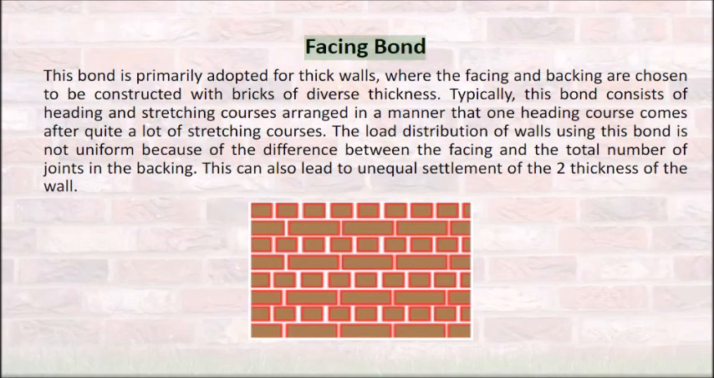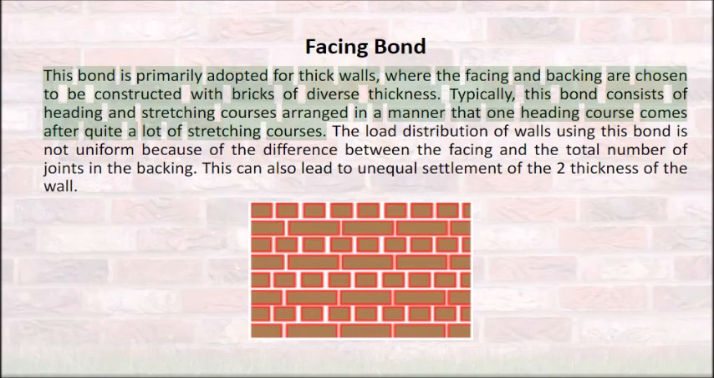Facing bond. This bond is primarily adopted for thick walls, where the facing and backing are chosen to be constructed with bricks of diverse thickness. Typically, this bond consists of heading and stretching courses arranged in a manner that one heading course comes after quite a lot of stretching courses.